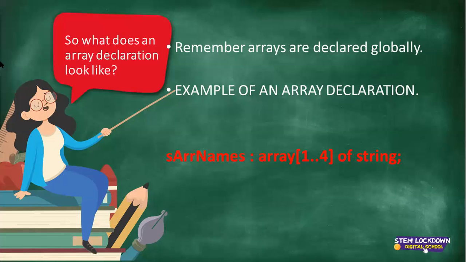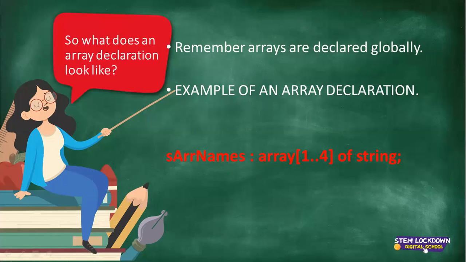So we declare our variables globally. S array names, colon, array 1 to 4 of string. Lewis asks, is that the code for it? Yes, Lewis, this is a template, or the syntax of how an array should look. So we're going to try this example, really simple. S array names, colon, array 1 to 4 of string.